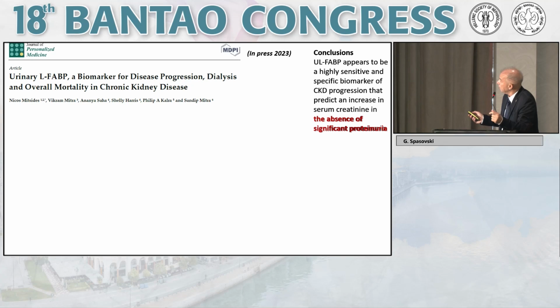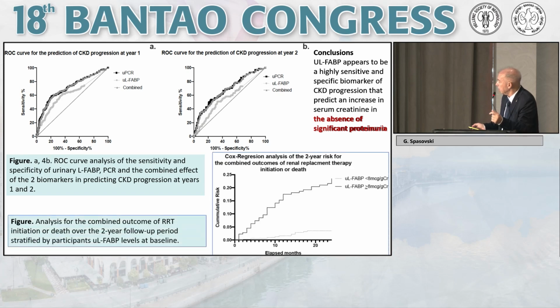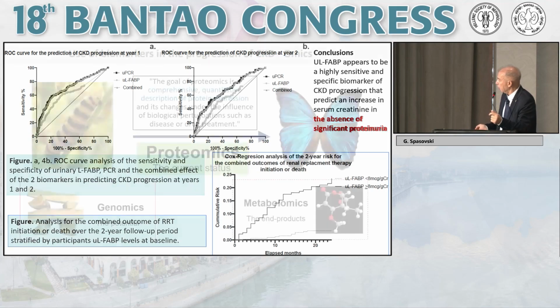They are saying that urinary liver fatty acid binding protein is a marker which, in the absence of significant proteinuria, can have good discrimination value, either when combined with the urinary protein creatinine ratio or alone. What is even more important is that there is a cutoff point of 8. Here you see that those above 8 will progress to the need for renal replacement therapy or eventually to death, compared to those with much lower urinary liver fatty acid binding protein.